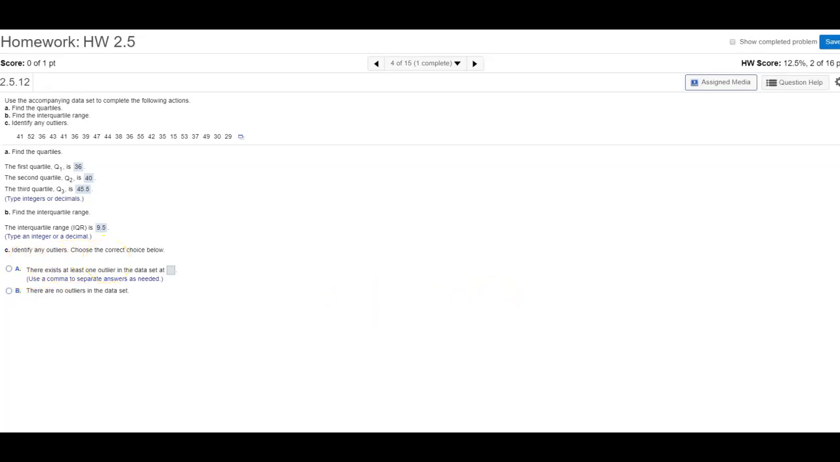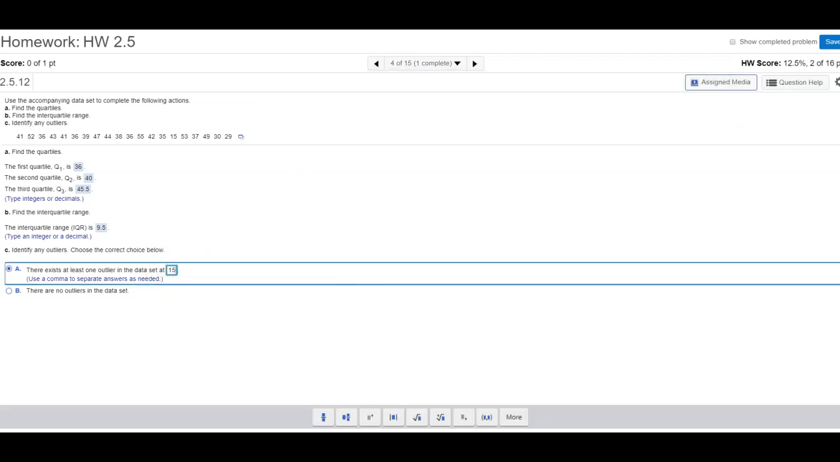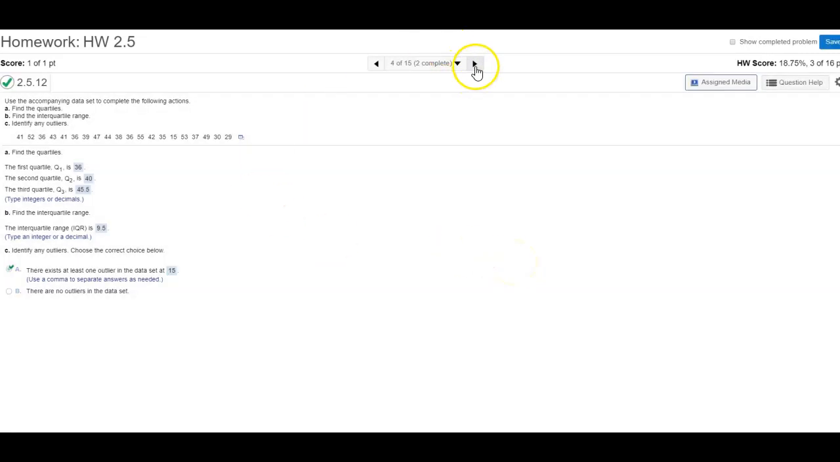And they say, identify any outliers. Once they ask me, I'm going to go back to my graph and click on it. And it says, yes, there is an outlier. You see, it says one outlier there. And what is my outlier? The dot that I see right here that acts like it does not belong to the group, that's my outlier. If I want to know what that is, you simply move your mouse over that. And you will see my outlier is 15. There you go.